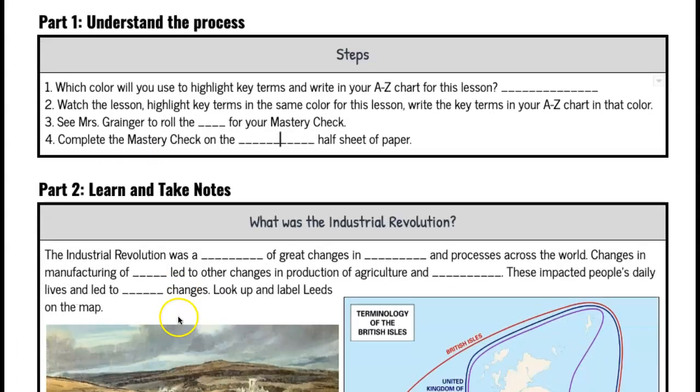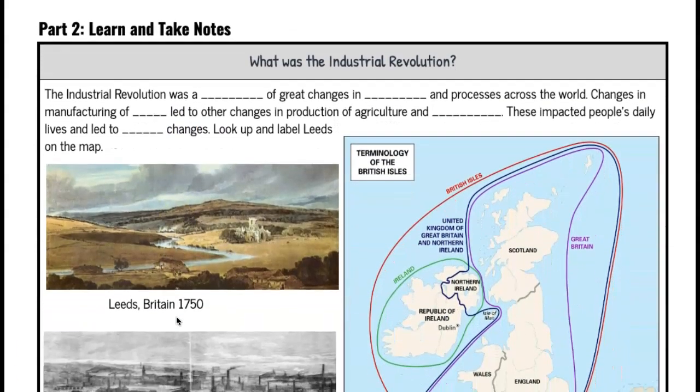All right, so let's get started with taking notes in this section 1. So the first thing we're going to learn about is simply what was the Industrial Revolution. So we'll go through this little paragraph, we'll talk about these pictures. Remember, you're going to fill in the blanks as directed, and then we're going to label something on the map.